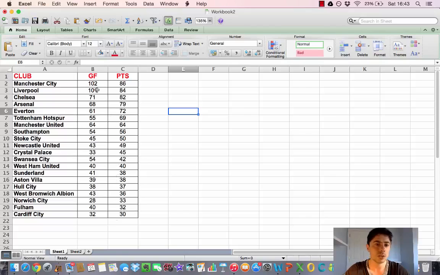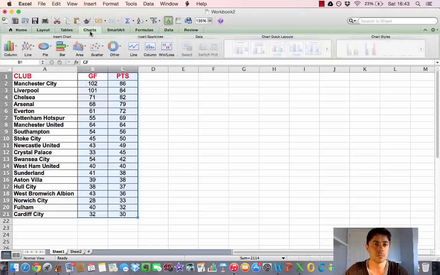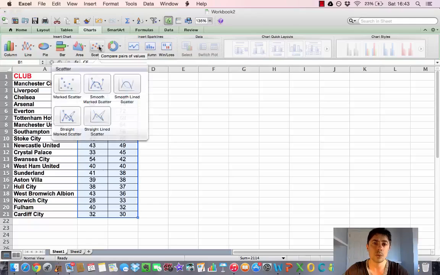So first things first, we need to highlight the data or the variables. We don't need the name of each of the coordinates, just the variables will do. Go to charts and scatter, and this will be the same for Microsoft Excel. And the reason why we're choosing scatter is we're seeing how these coordinates relate to one another in the diagram.